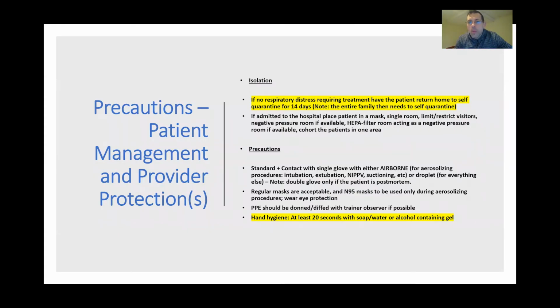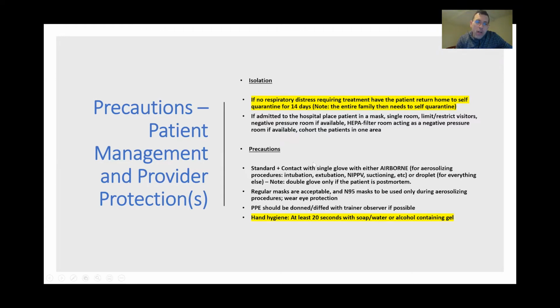So what about some precautions? Here I'm going to just briefly go over this. This talk is really more about treatments. If a patient presents and has no respiratory distress requiring treatment, we're telling that individual to go home in quarantine for 14 days. The reason is that we want them to become either virus negative at the end of the 14 days or have inactive virus, to where they can't transmit it to other people.